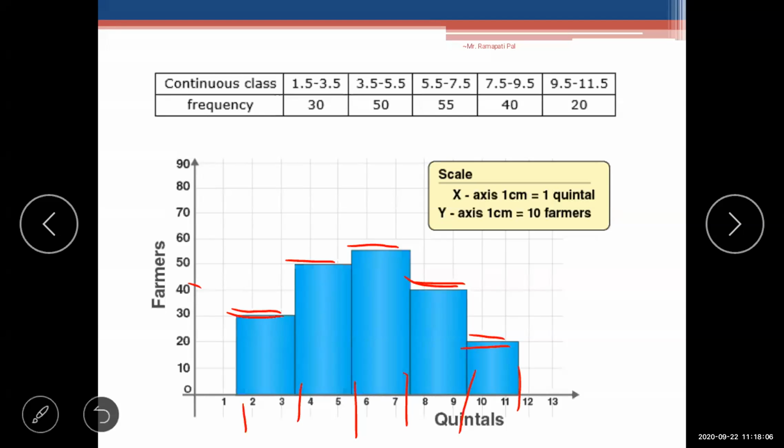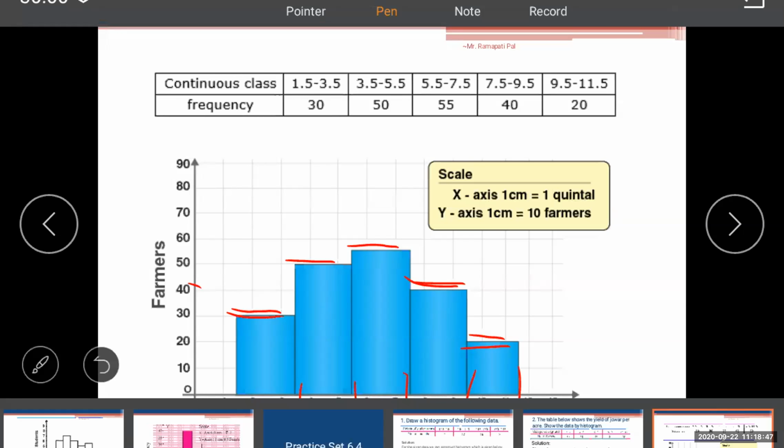On the x-axis you can write the classes this way, 1.5 to 3.5. Then also if you write 1 to 12, that will also do. But you have to write that on the x-axis 1 centimeter is equal to 1 quintal, and on the y-axis 1 centimeter is equal to 10 farmers. Correct? Yes or no? So I think up to here all of you understood.